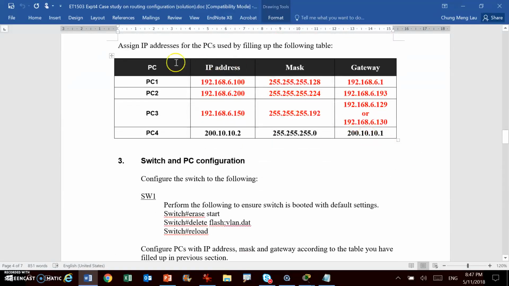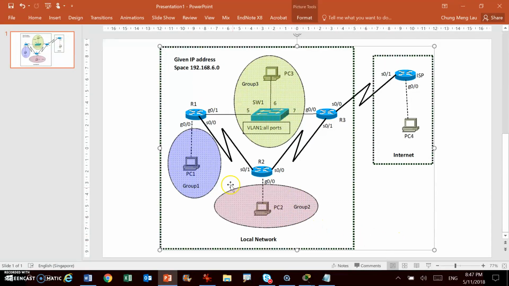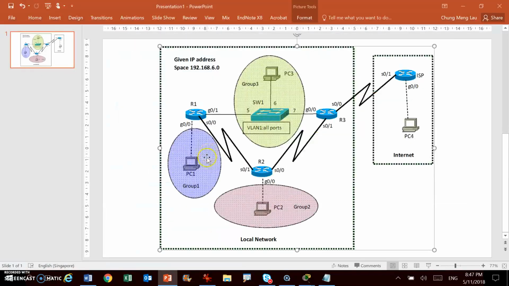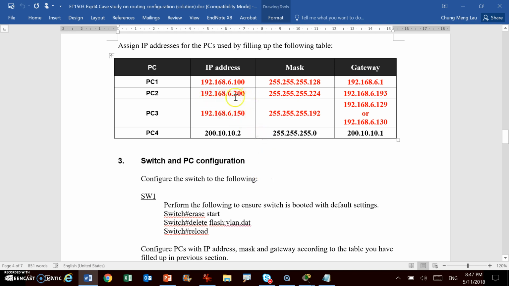Next, we shall assign the IP address to the PCs. Okay, so PC1 is in the group 1 network. So we give an IP address inside group 1 to PC1. And of course, PC1, the default gateway will be R1 G0/0 interface. Okay, PC2 is in group 2, so we give an IP address inside group 2, and the default gateway will be R2 G0/0. This is the default gateway, which is R2 G0/0 interface.